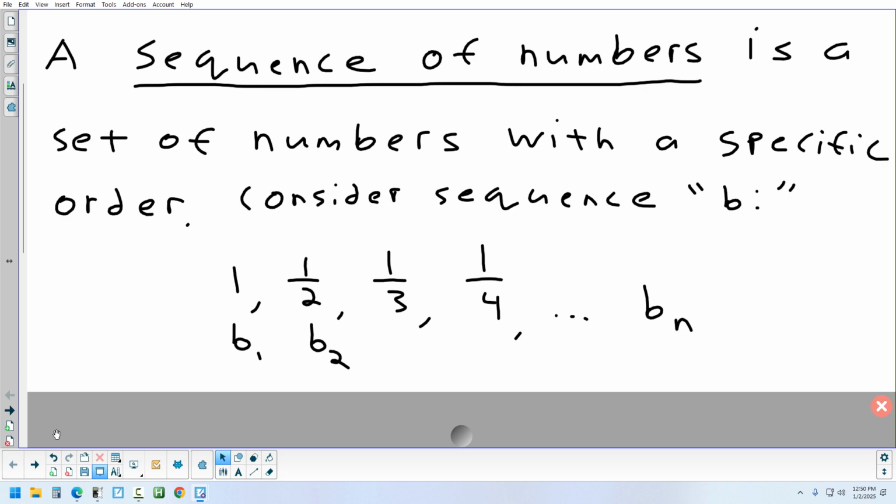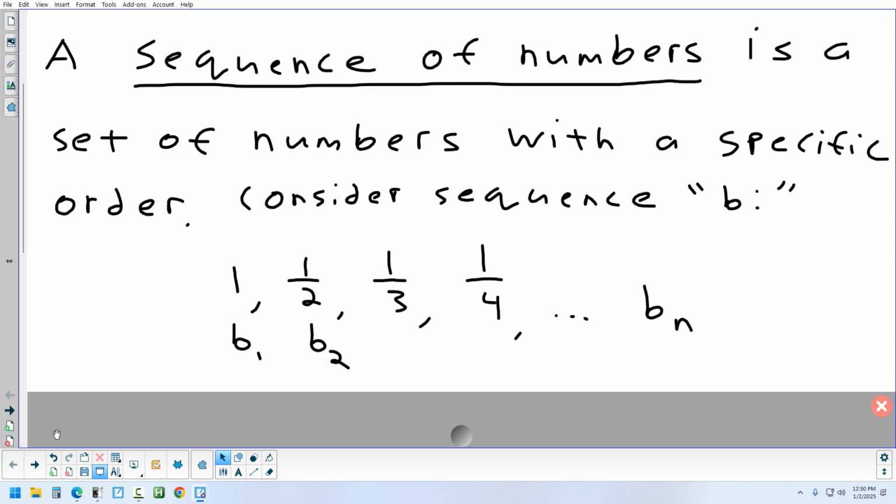And then usually the last term is just called the nth term. We don't know where this particular sequence ends. It ends somewhere, but it could end at the 100th term, 200th term. The point is it ends somewhere.